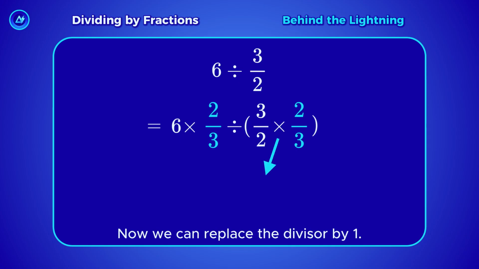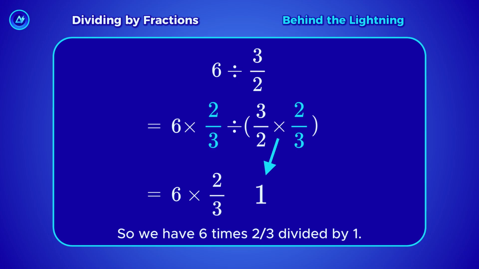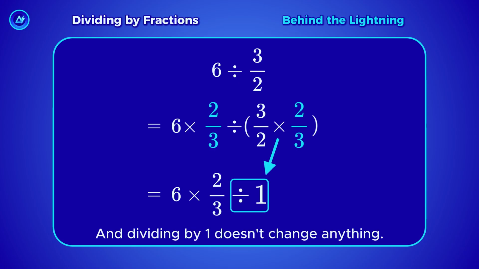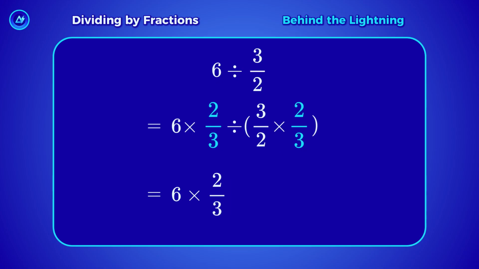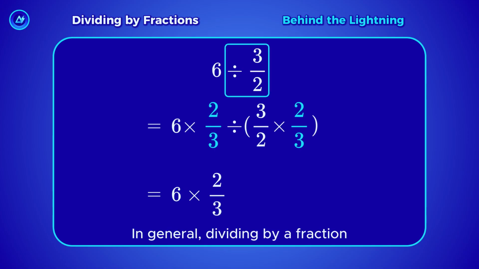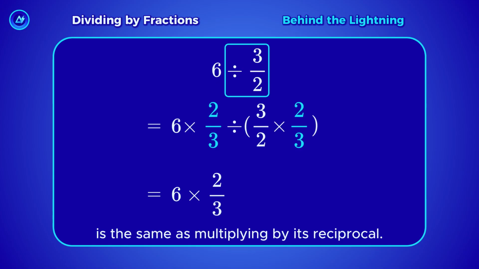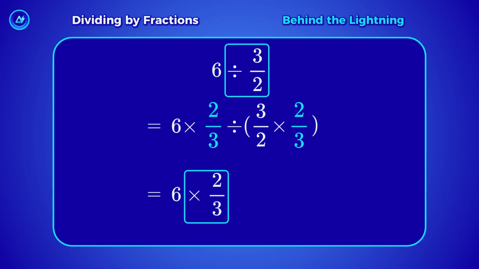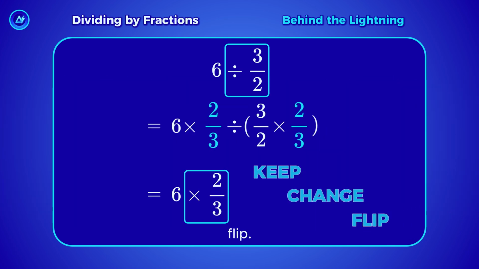Now we can replace the divisor by 1, so we have 6 times 2/3 divided by 1. And dividing by 1 doesn't change anything. So we're left with 6 times 2/3. In general, dividing by a fraction is the same as multiplying by its reciprocal. You may know the memory trick: keep, change, flip.